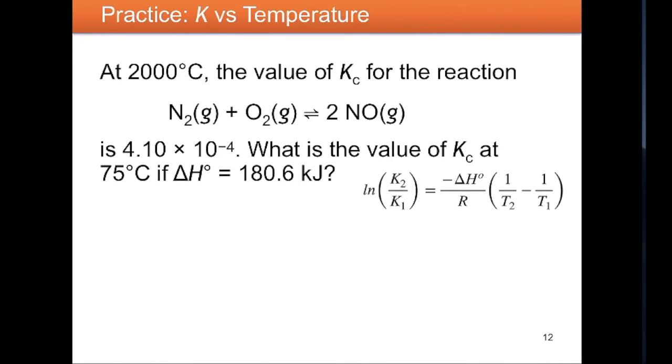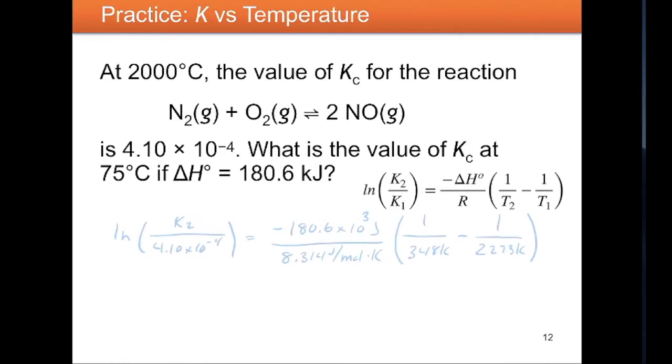What is the value of K at 75 degrees Celsius if delta H equals 180.6 kilojoules? So we know we're going to use the Van 't Hoff equation. And now all we have to do is fill in the equation with the appropriate values. And again, since we are given kilojoules for delta H and our constant is in joules, we have to make sure that the delta H in the equation is given in joules.